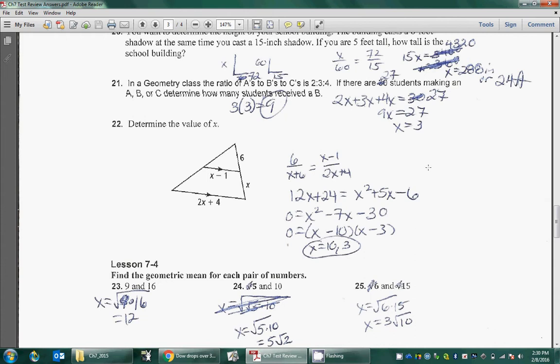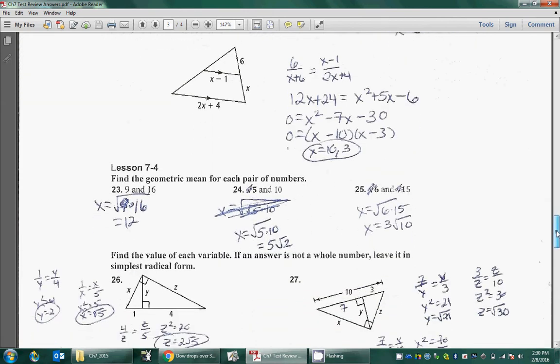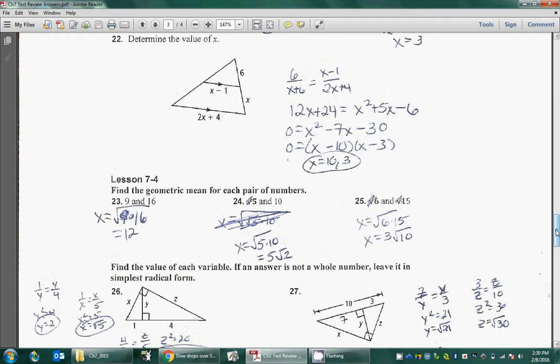Alright, for 22, this was actually from 7.5. I don't know why I decided to put it in here, but anyways. So this was that side splitter theorem, and this one's actually not too bad. So I've got 6 down the side here, which is going to correspond to x plus 6 in the big triangle. So remember, I've got small triangle and big triangle. So x is going to correspond to x plus 6. x minus 1 is going to correspond to 2x plus 4.